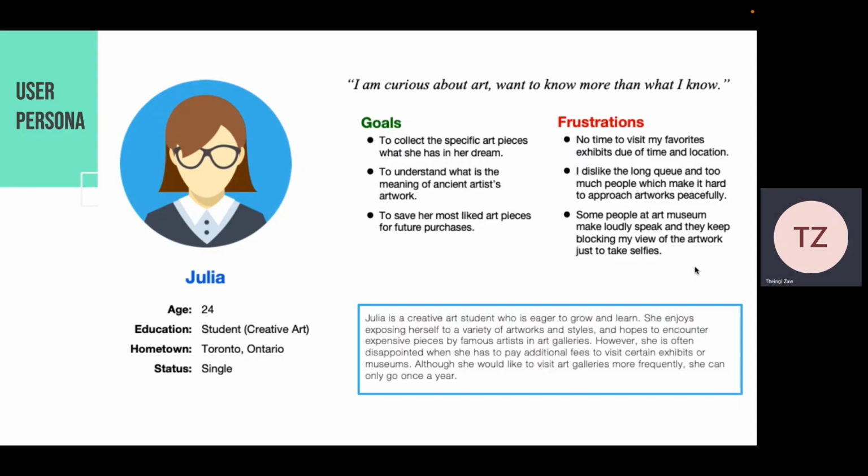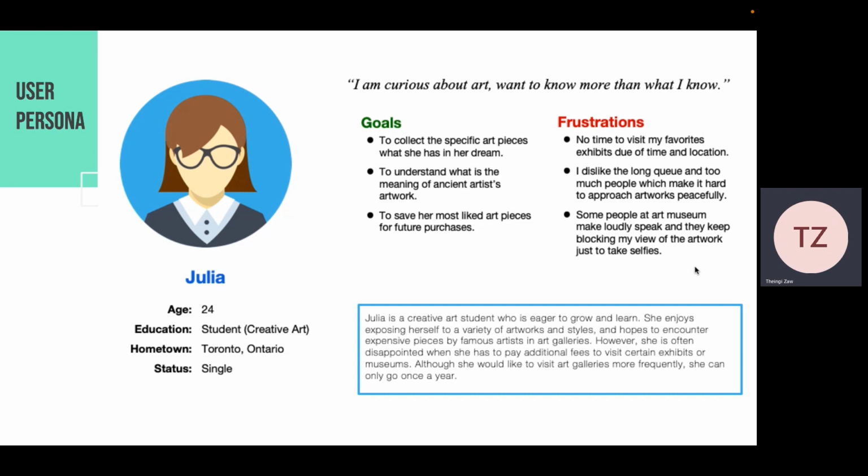What kind of user will be able to use my application? For example, Julia, who is a creative art student, lives in Toronto, Ontario. She is curious about art and she wants to know more about art than she already knows. She likes to collect specific art pieces, and she likes to understand and know more about Asian artists and artworks, and she likes to save her favorite art pieces.